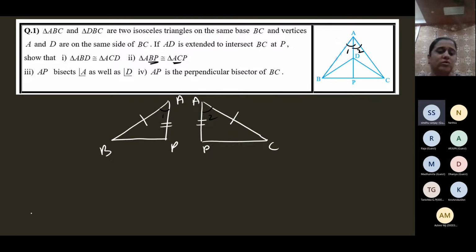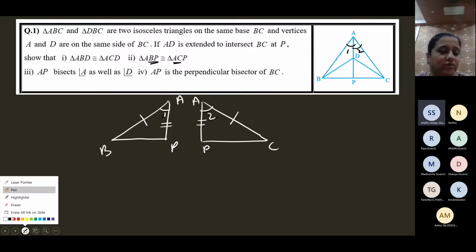Correct. So what's the rule? This angle 1 is equal to angle 2 is not given. But as Sanjay said, we're using the result from the congruency of the earlier two triangles. Angle 1 is equal to angle 2, CPCTC from the congruency of the earlier two triangles. So we're using that information here. So by SAS rule, the two triangles are congruent. Very good.